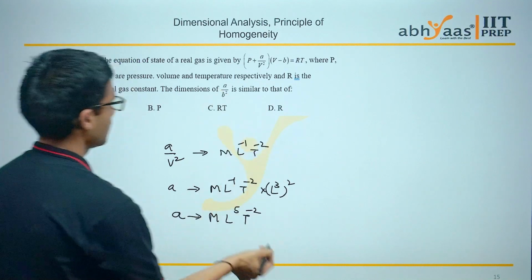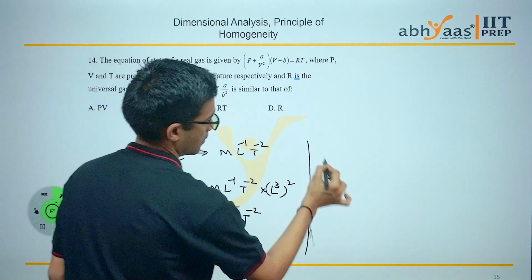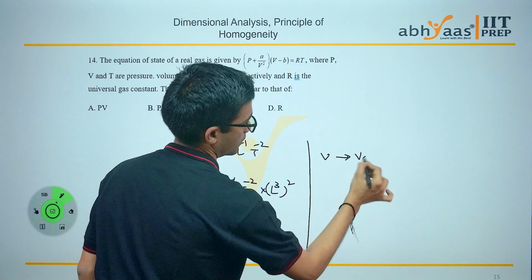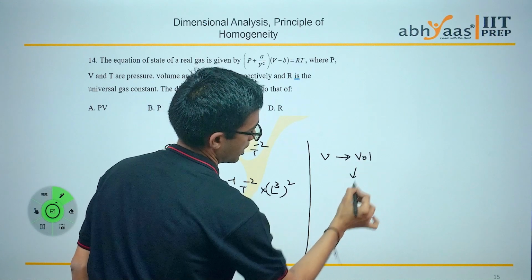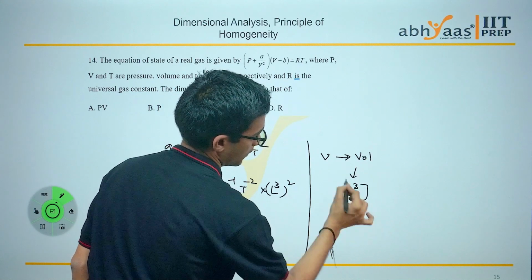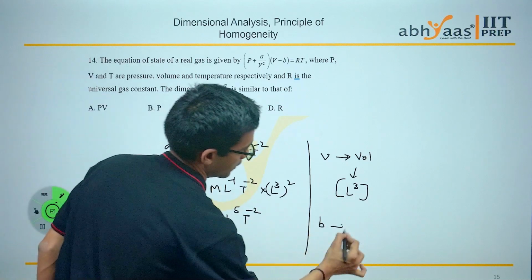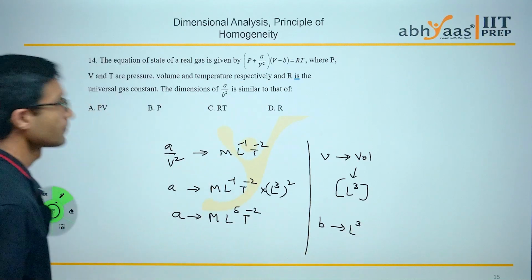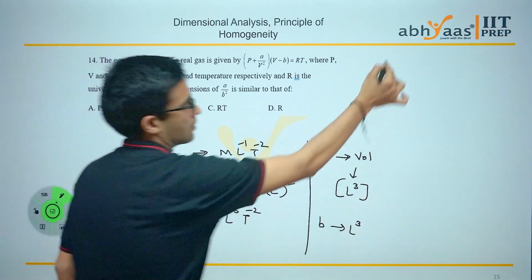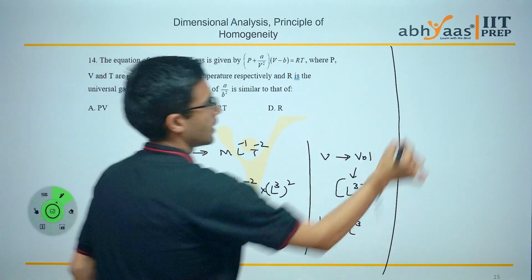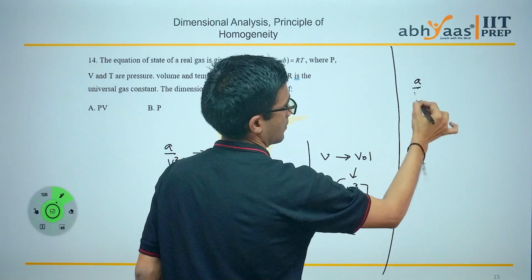Similarly V minus B, that means V is what? V is volume. Just now I told. Volume units are meter cube, that means dimension formula is L cube. Okay. B units are also L cube. So what you have to find? A by B square.